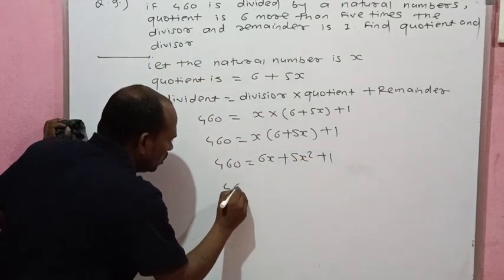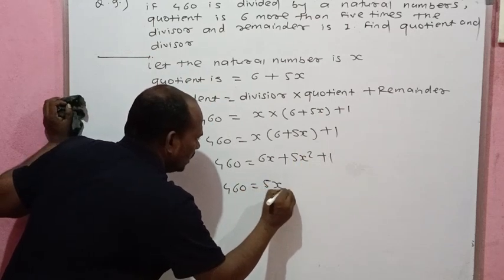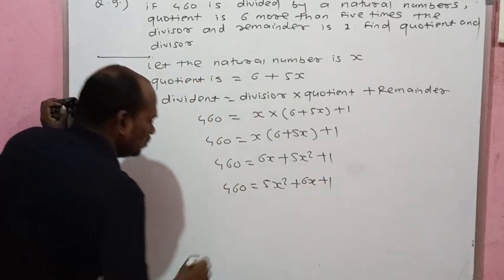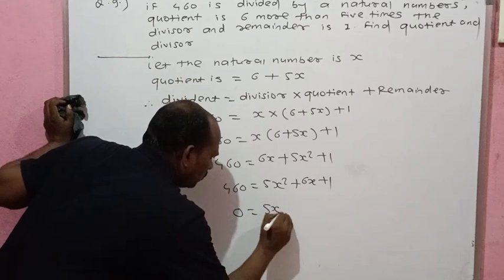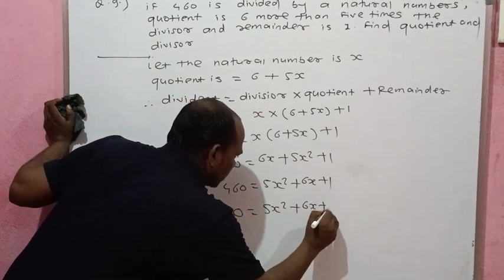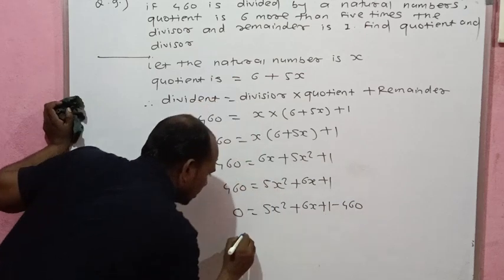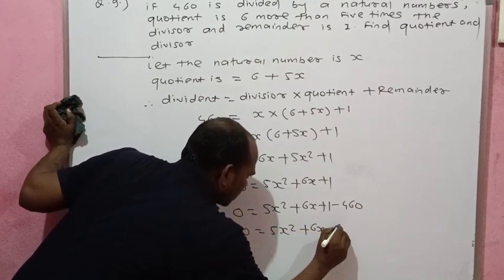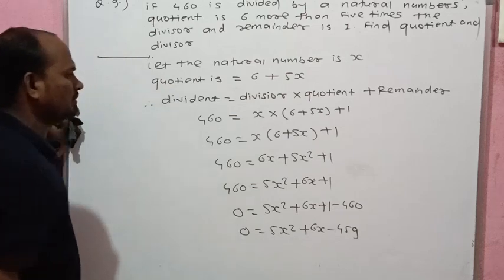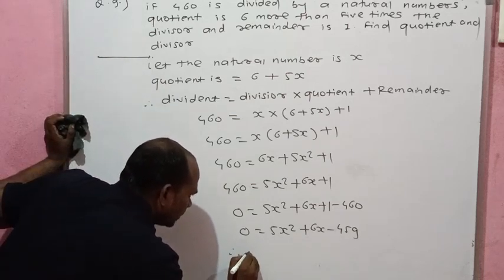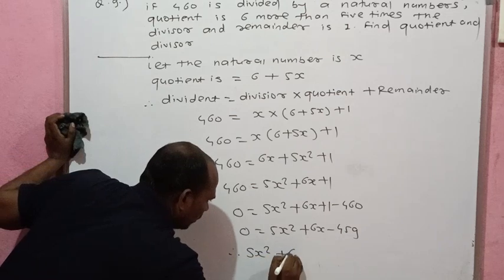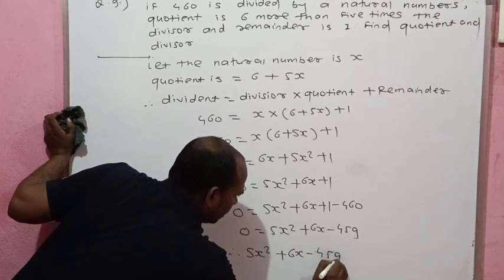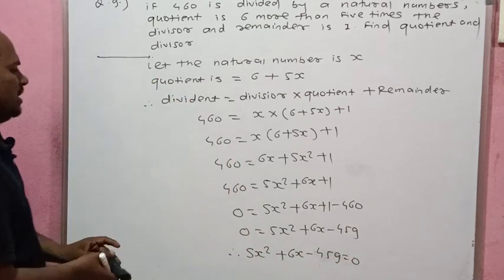Now 460 equal to 5x square plus 6x plus 1. Now 0 equal to 5x square plus 6x plus 1 minus 460. Now 0 equal to 5x square plus 6x minus 459. Now the quadratic equation is 5x square plus 6x minus 459. We can solve this quadratic equation.